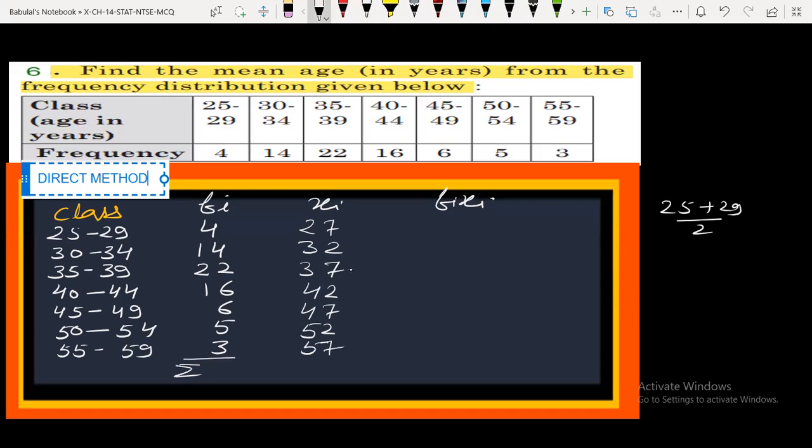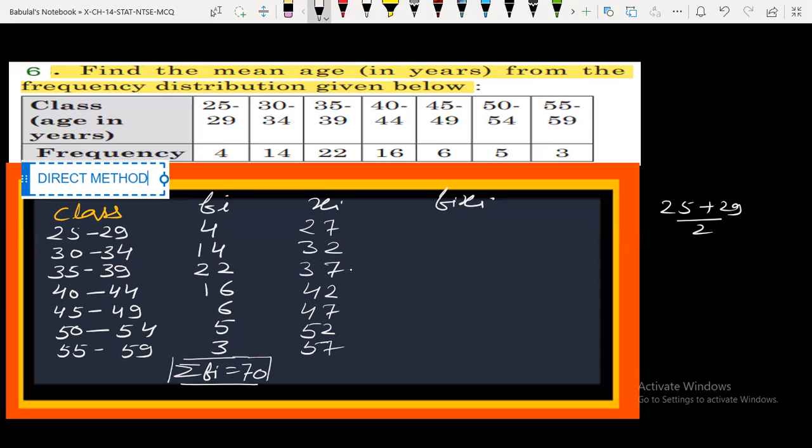What is the sum of all frequencies? That is 4 plus 14 plus 22 plus 16 plus 6 plus 5 plus 3, that is 70. You should add it again because sometimes I make mistakes.